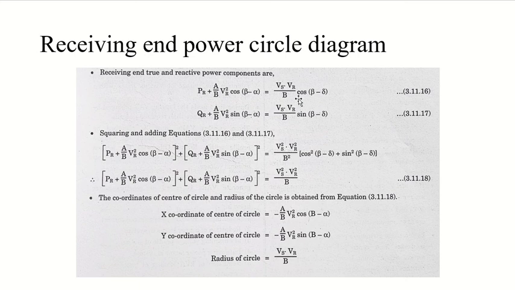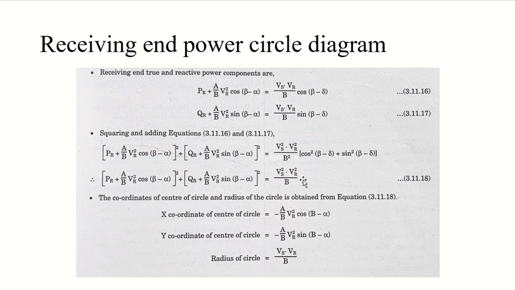Then you will take cos and sine, and you will take cos square beta minus delta plus sine square beta minus delta. Cos square theta plus sine square theta is always equal to 1, so this factor will be 1, and you will be left with VS square VR square divided by B square, right?